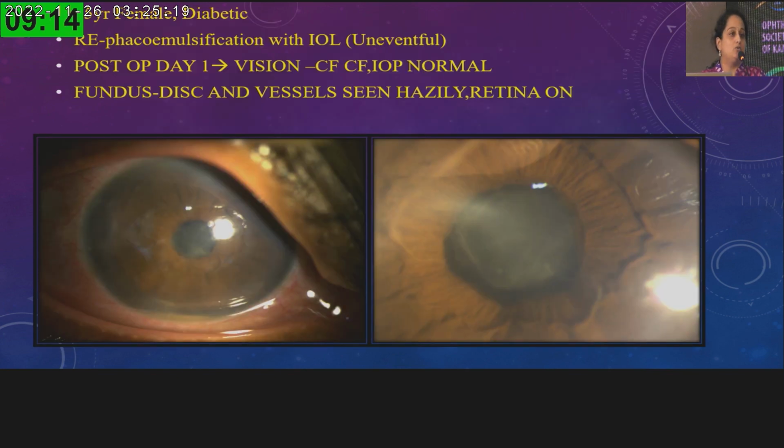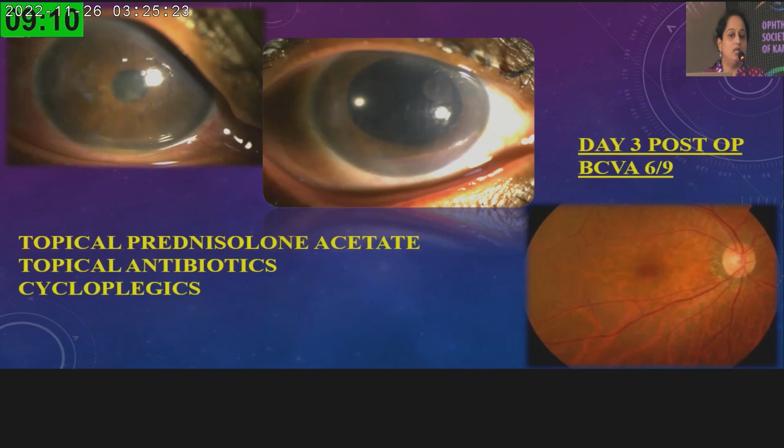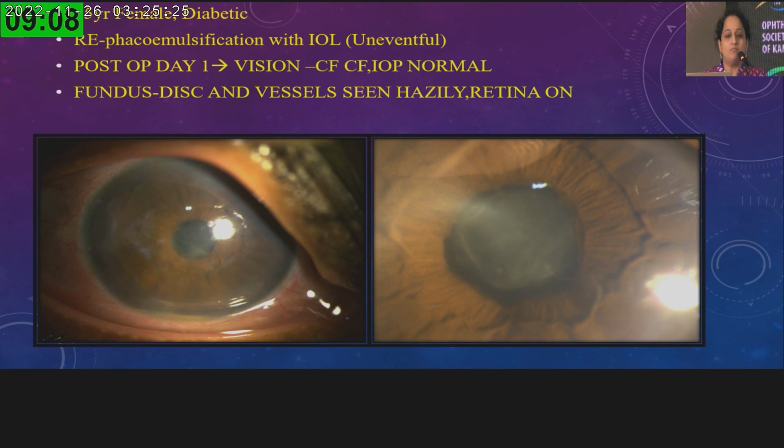A 55-year-old female, a diabetic, with an uneventful cataract surgery, on day one post-op comes with a visual acuity of counting fingers close to face, but the fundus details are hazily seen. As in the picture, you can see conjunctival congestion, circumcorneal congestion, 1 millimeter hypopyon, fibrin sitting over the IOL.